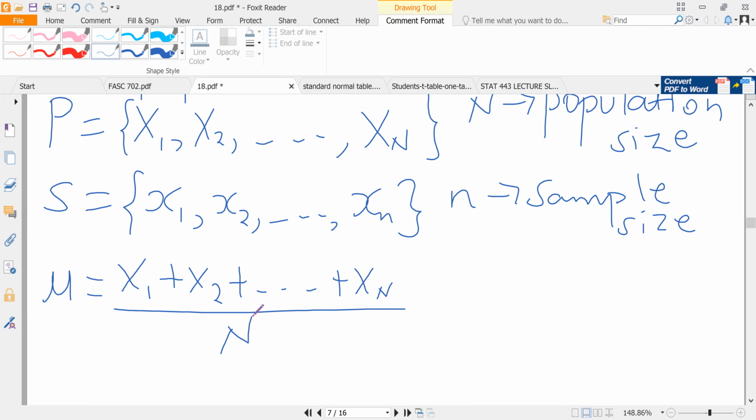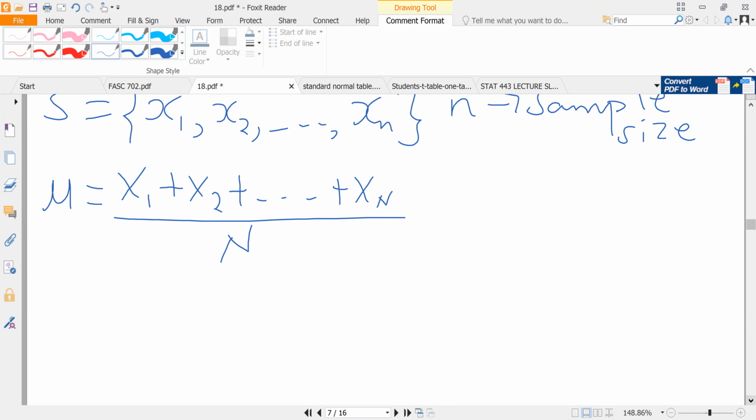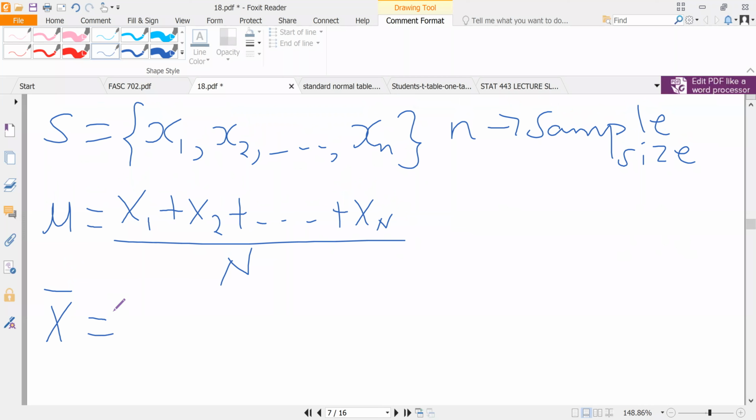However, from this population, you draw a sample S that has small n units. And with these small n units, you can calculate the sample mean X bar. So the sample mean X bar is calculated based on the sampling units, the sampling observations. So we are going to have X bar as the average of all sample observations.